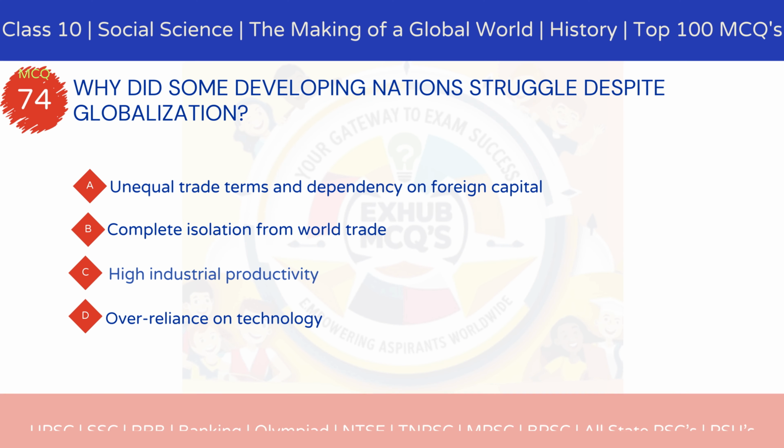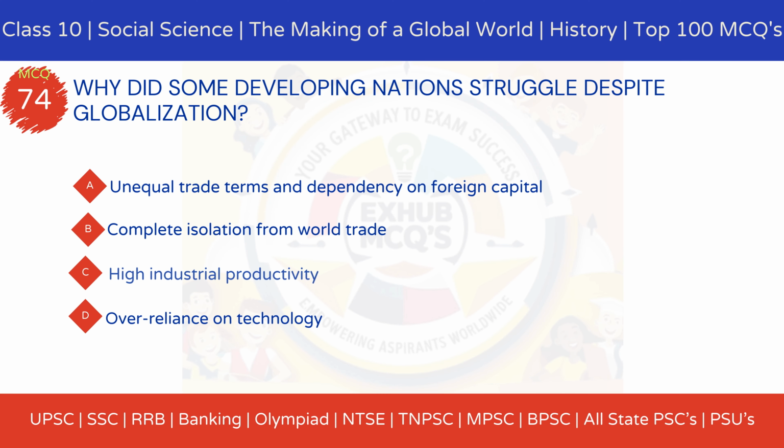MCQ 74. Why did some developing nations struggle despite globalization? Option A. Unequal trade terms and dependency on foreign capital. Option B. Complete isolation from world trade. Option C. High industrial productivity. Option D. Over-reliance on technology.